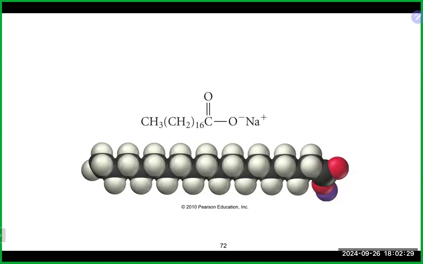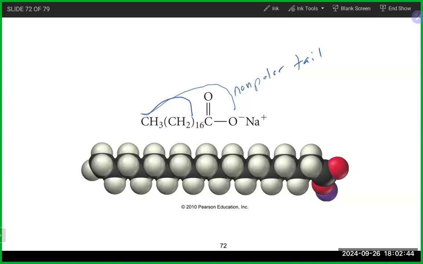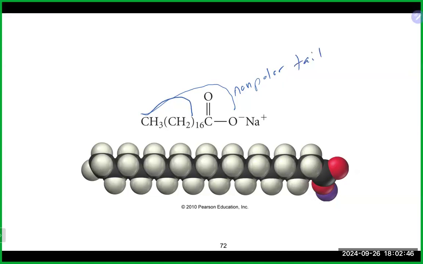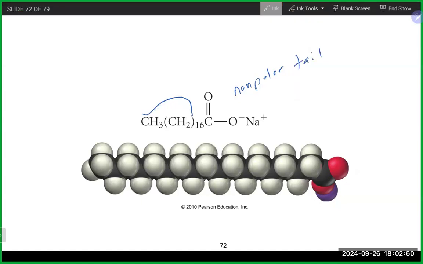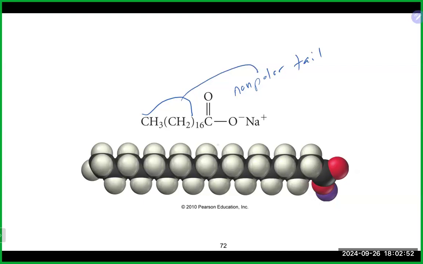This is basically soap, in case you're curious. Soap has two parts to it. That is the nonpolar tail of soap. This is, actually I went too far there. That's actually the nonpolar part before that. Got a little carried away with my line there. There you go. So that is the nonpolar part right there. This part here is actually the polar head of soap.